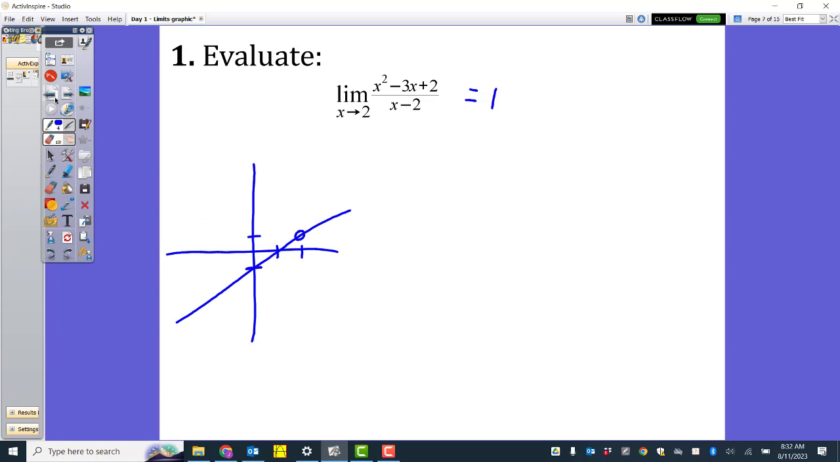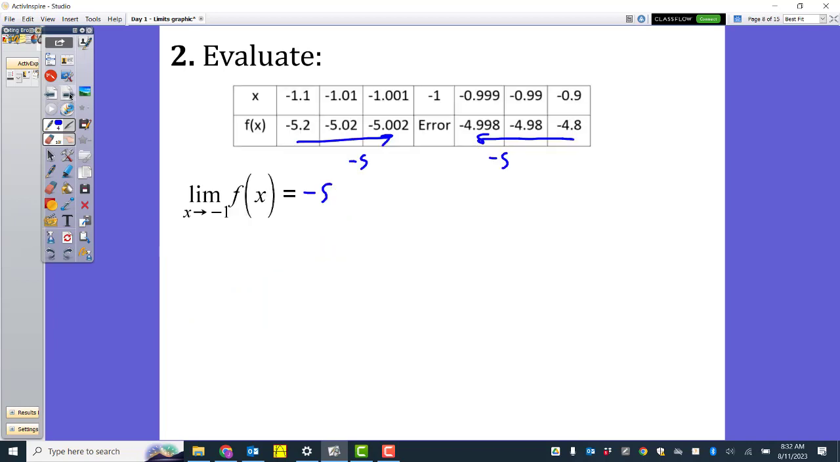Now, one of the key features here, why I'm not writing out limit from the left, limit from the right, is that if the limit from the left and the right approach the same thing, that's just what the limit is. So this is equal to 1. This is equal to -5, because the limit from the left and the right are the same.